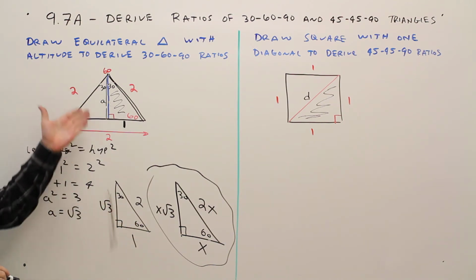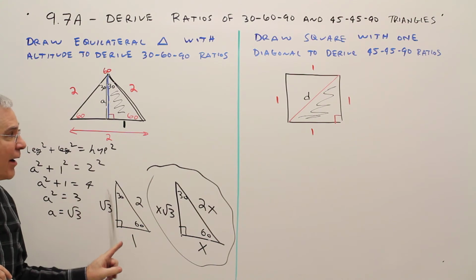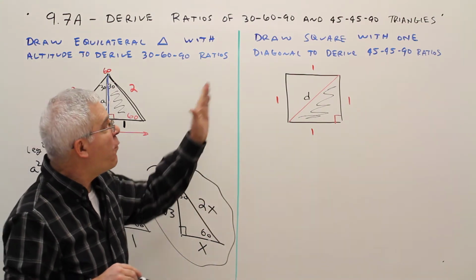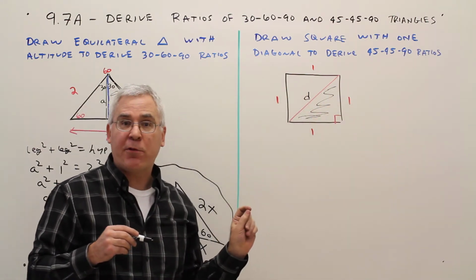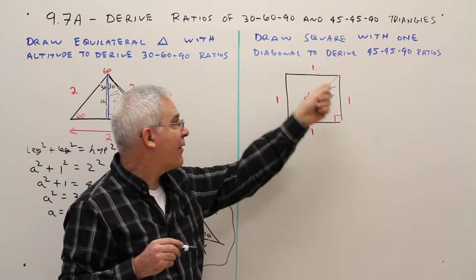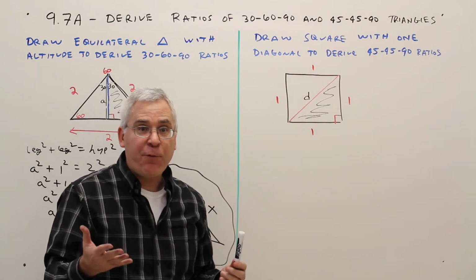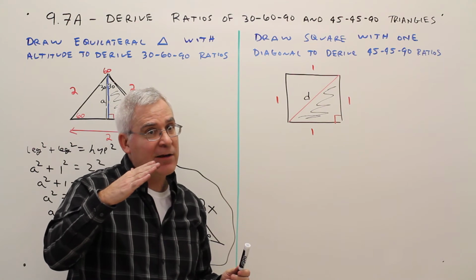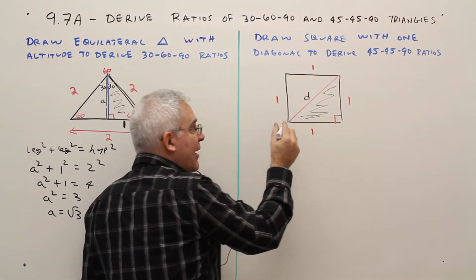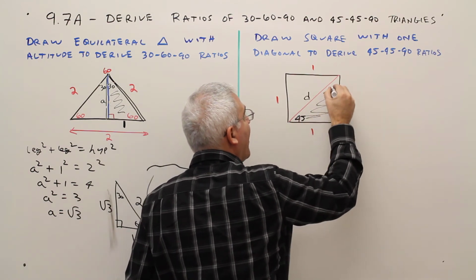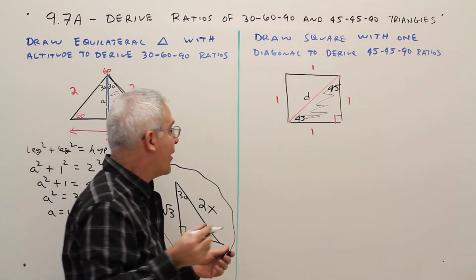So once again, this is how you derive the ratios for a 30-60-90 right triangle. Now let's go ahead to the 45-45-90 right triangle. To do that, we start with a square. I just made the side lengths be 1, 1, and 1, and then we draw a diagonal. Now for a square, when you draw a diagonal, it's going to bisect those angles. So if the angle was 90 and I bisect it, I get a 45 and a 45, and that's where the 45-45-90 right triangle comes from.